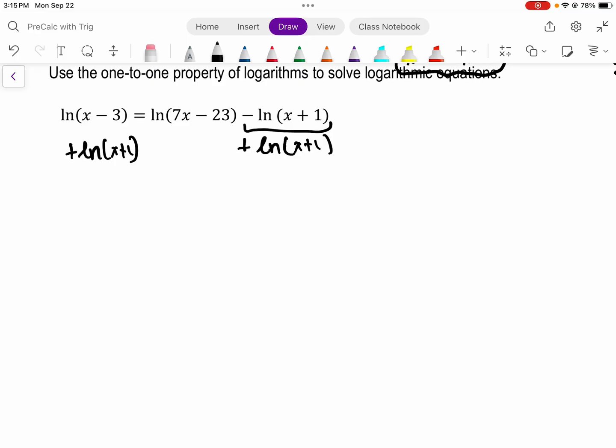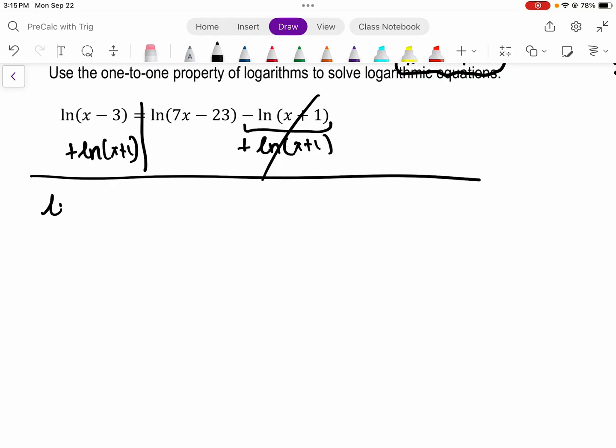Okay, which means that's 0, and you're left with the natural log of x minus 3 plus the natural log of x plus 1 equals the natural log of 7x minus 23. Now, why did I do that? Because if you leave it as a negative, you're gonna have to use the quotient property, which is not nice, and you're gonna get a really ugly equation.